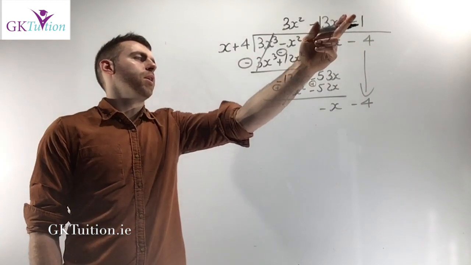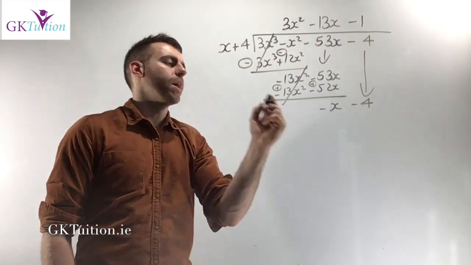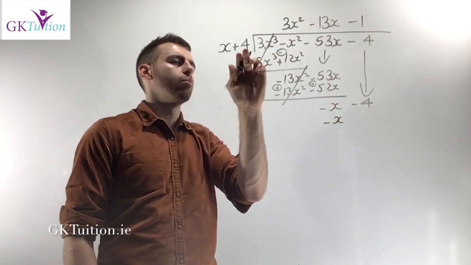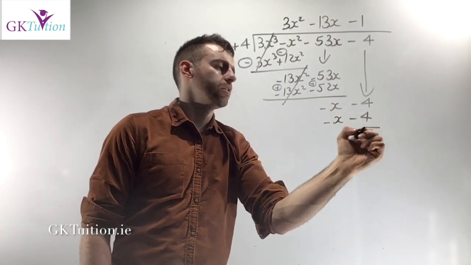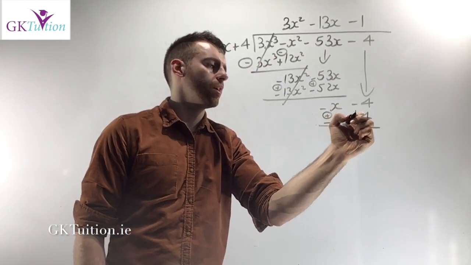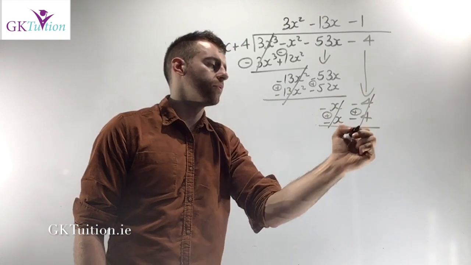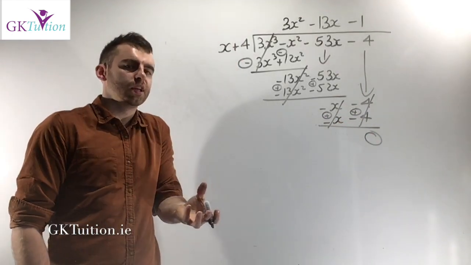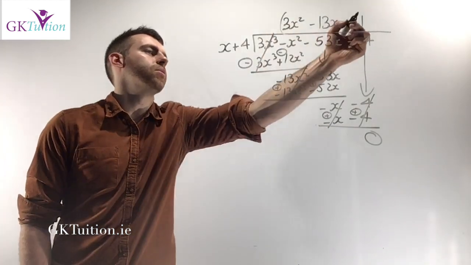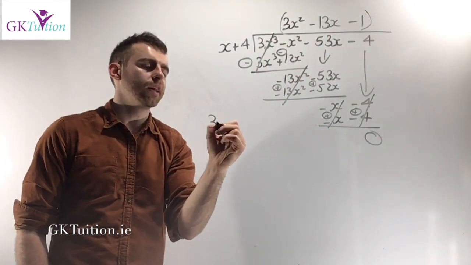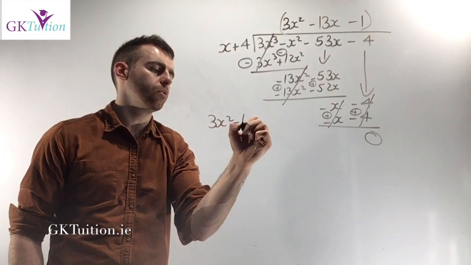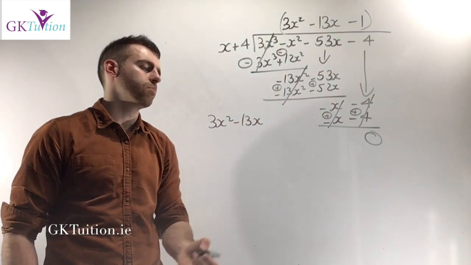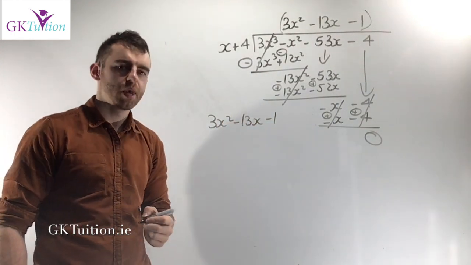Now you multiply minus 1 by these. Minus 1 by x is minus x, and minus 1 by 4 is minus 4. You change your signs, this becomes a plus, this becomes a plus, and everything cancels and you're left with 0. Now usually when you get to this stage, all you have to do is factorize this. Usually now, to find the roots of your cubic, you would just factorize 3x squared minus 13x minus 1.